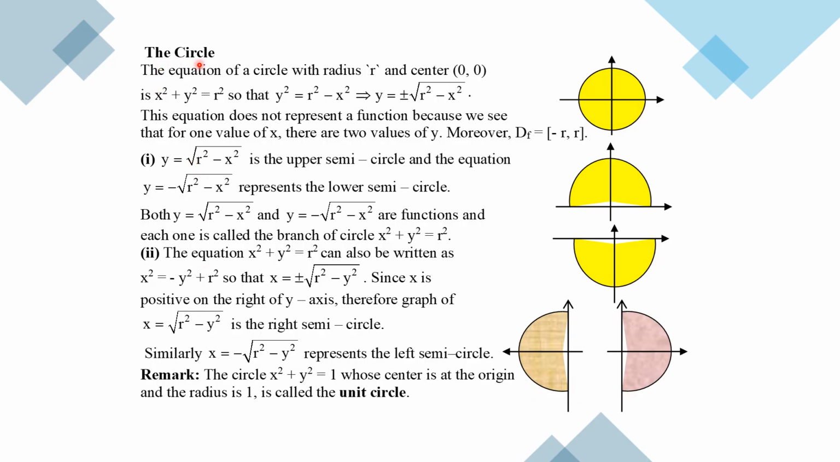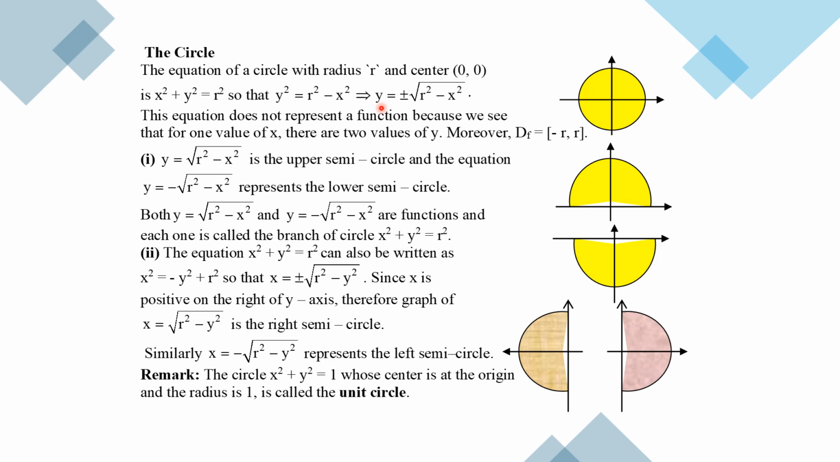We discuss the circle. x square plus y square is equal to r square is a circle with center (0, 0) and radius r, from which we have y square is equal to r square minus x square. Just by rearranging, we have y equal to plus or minus the square root of r square minus x square. So you can see that if we put one value of x, we will have exactly two values of y.